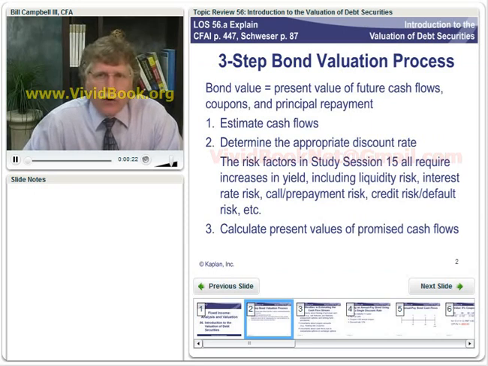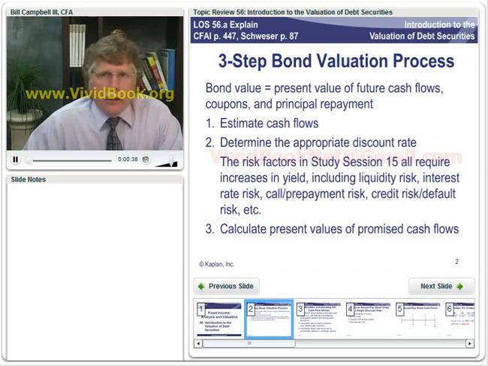As you all know, the value of a bond, frankly the value of any investment, is equal to the present value of all of the future cash flows discounted back to today at an appropriate interest rate. Now for a bond, the future cash flows are going to be the coupons and the principal repayment. So how do we calculate the present value, today's price, what this bond should be worth? We have to do 3 steps.